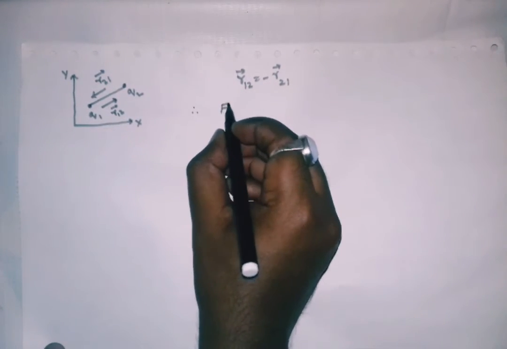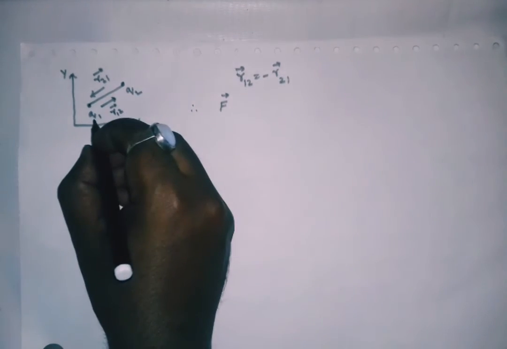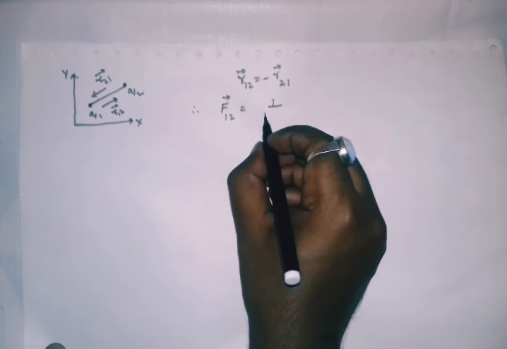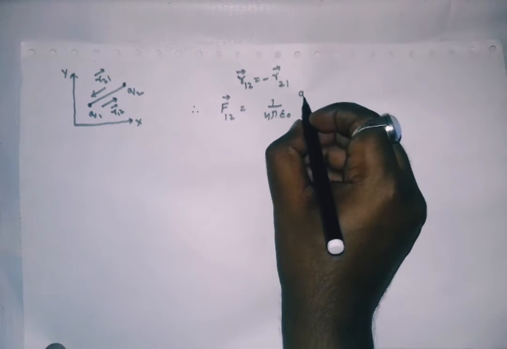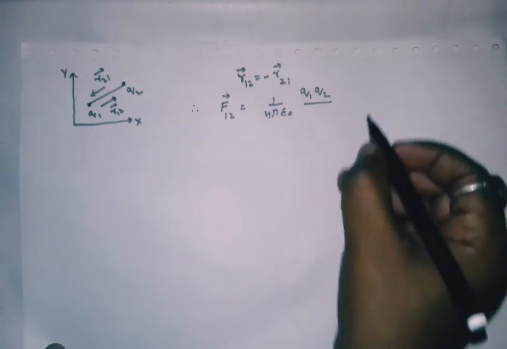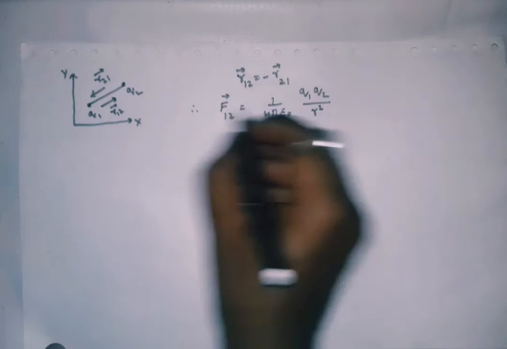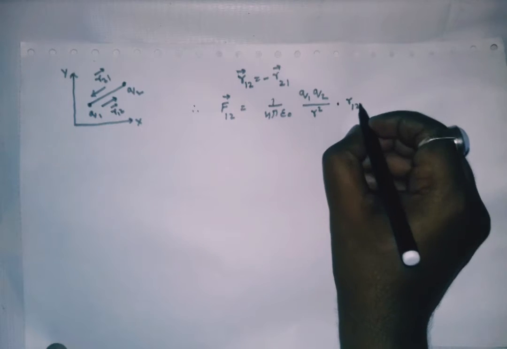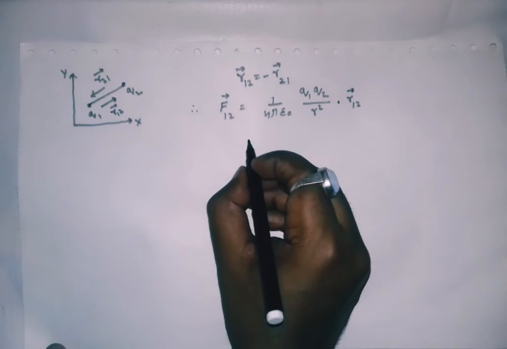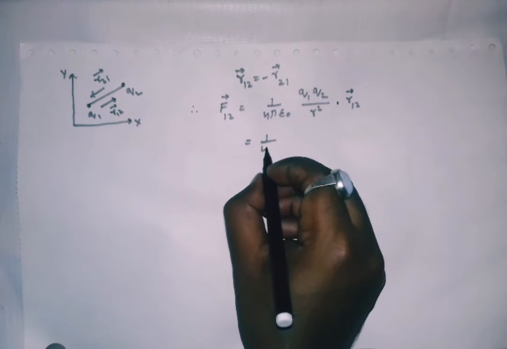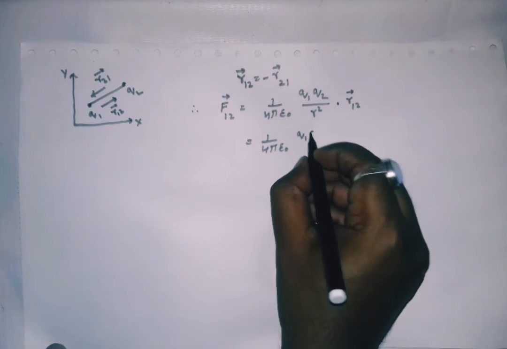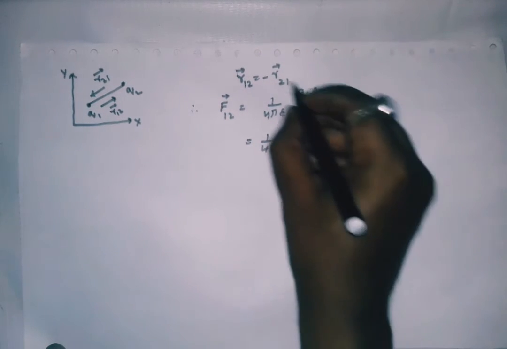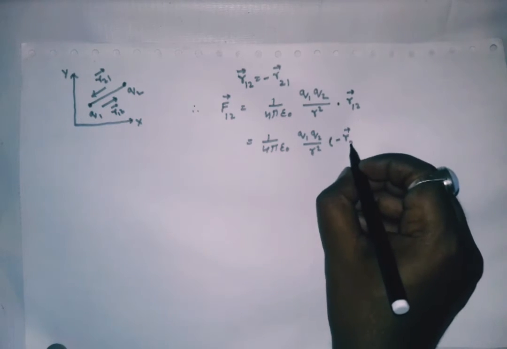Therefore the force between 1 and 2, the force on 1 due to 2, F12 equals 1/4πε0 Q1 Q2 divided by r square, suppose r is the distance between them, into r12. This can also be written as 1/4πε0 Q1 Q2 divided by r square into, this is nothing but minus r21, so minus r21.